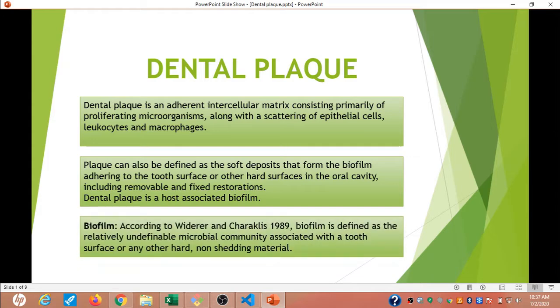What is biofilm? Biofilm is defined as a relatively undefinable microbial community associated with a tooth surface or any other hard non-shedding material. It is an undefinable microbial community. It's associated with tooth surface. This definition is given by Widrer and Cheraklis in 1989.